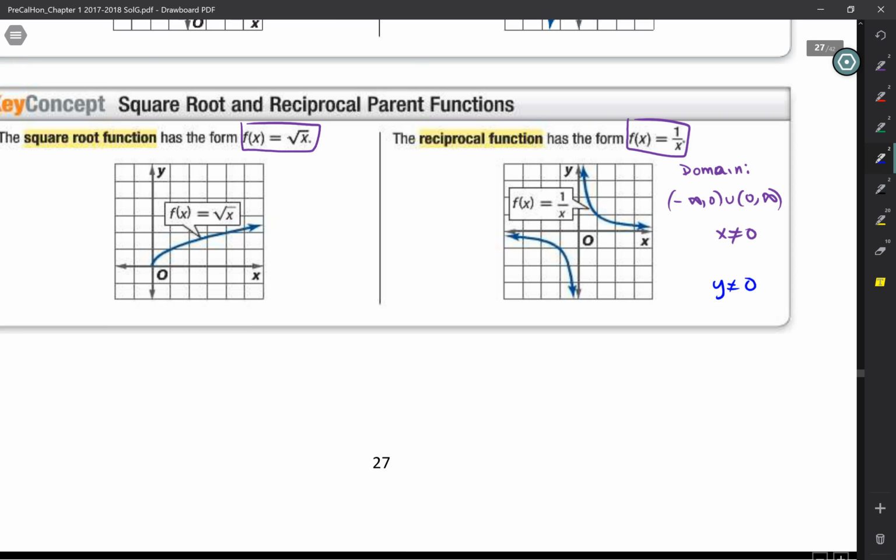What does that mean? Asymptote here, precisely, and asymptote there. So x can never be 0, which means there is a horizontal asymptote. And y can never be 0, so there is a vertical asymptote.